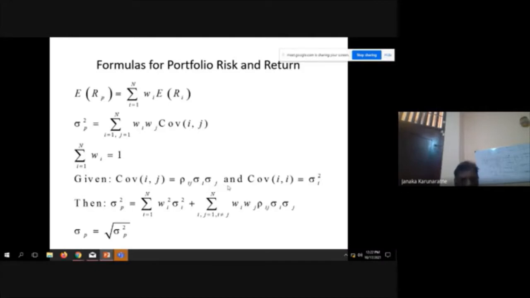Basically, the variance of a portfolio, that is standard deviation squared, equals the sum from i equals 1 to n, where n is the number of investments, it could be 10, 15, anything, of Wi squared sigma i squared, plus the sum of weight of i, weight of j, rho ij, sigma i, sigma j. So that's how you can compute the variance.